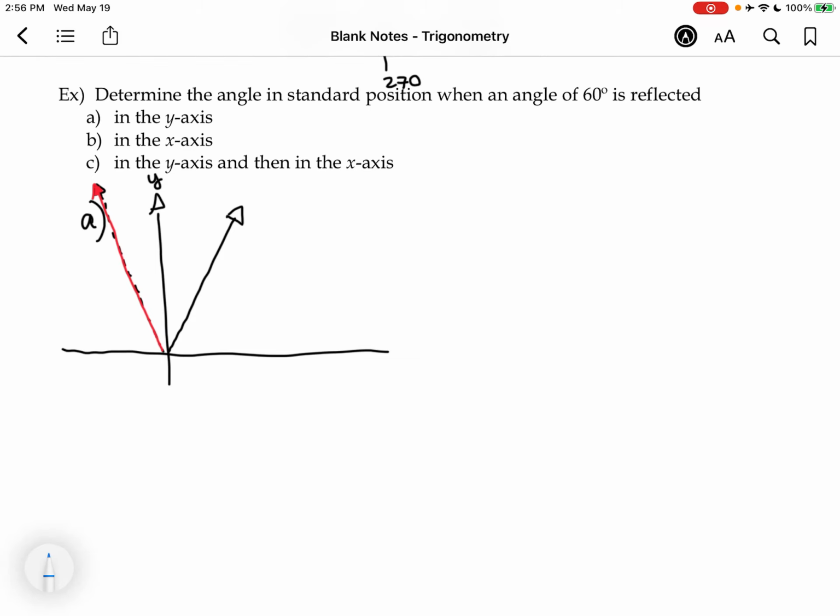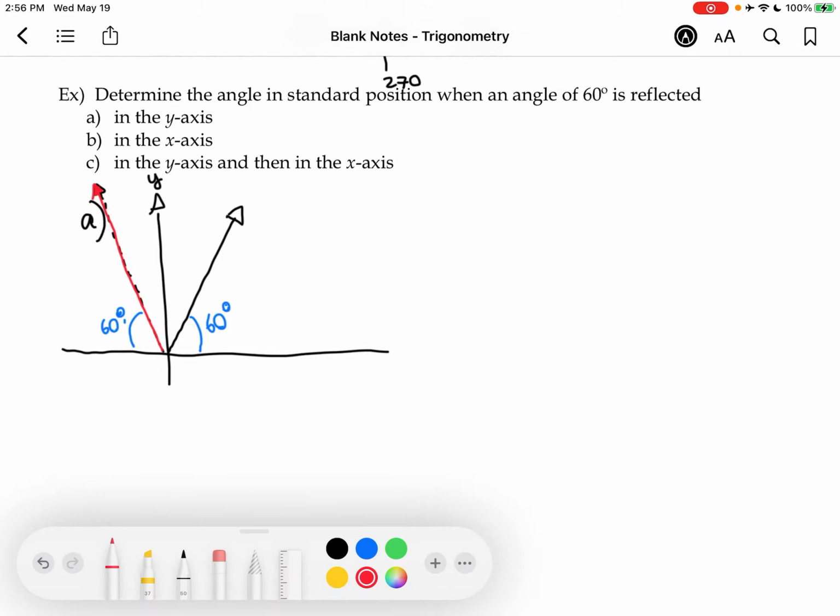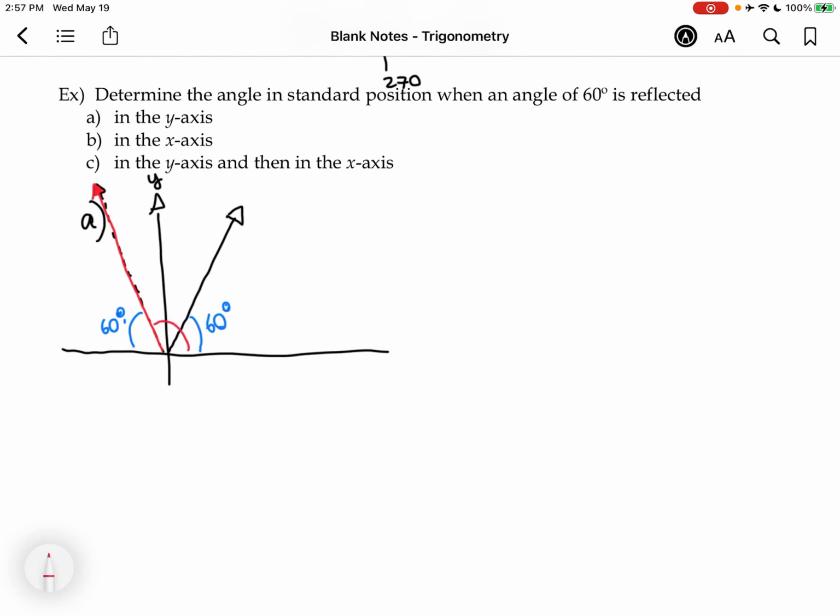Well, we have to kind of work out some symmetry and some geometry here. This over here is 60 degrees, which means this is also 60 degrees. That's like the reference angle, right? So if the reference angle is 60, the two of them together for the red angle have to add up to 180. So something plus 60 equals 180. This theta is going to be 180 minus 60, which is 120 degrees. Okay, so that is A.